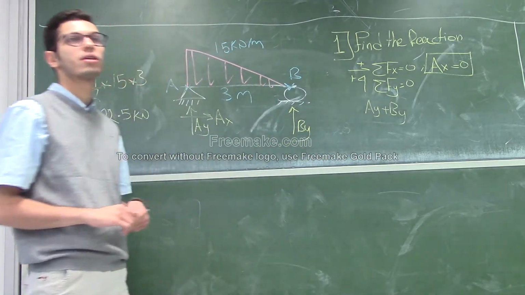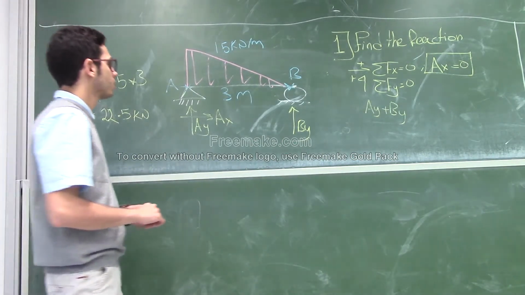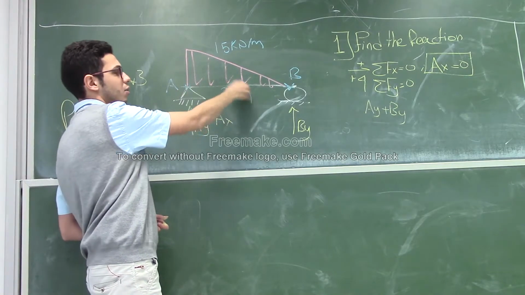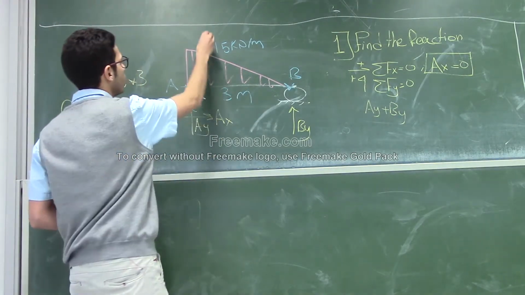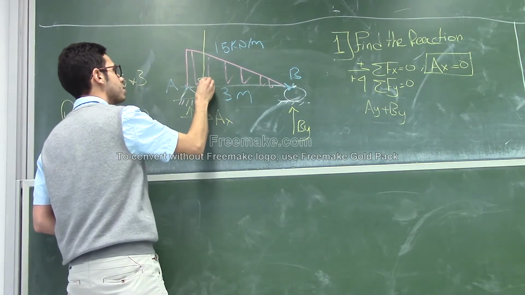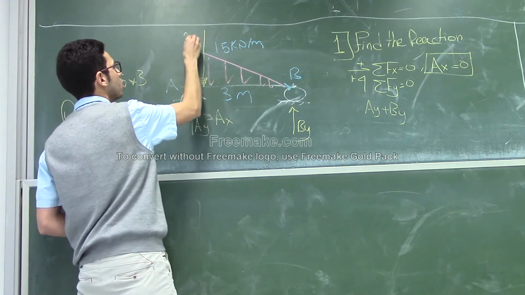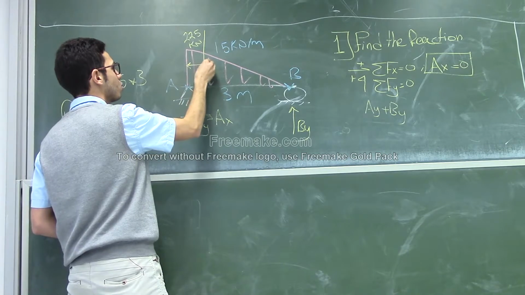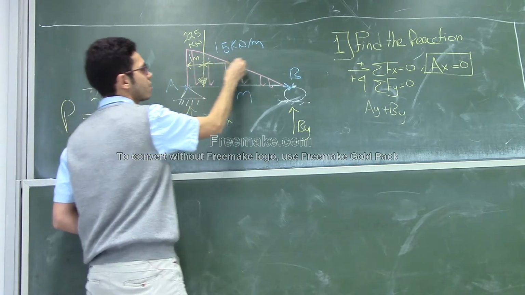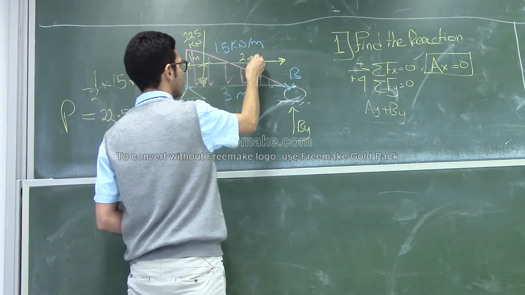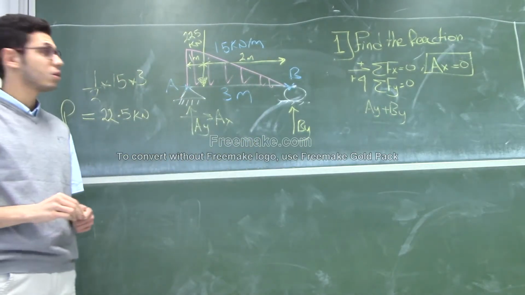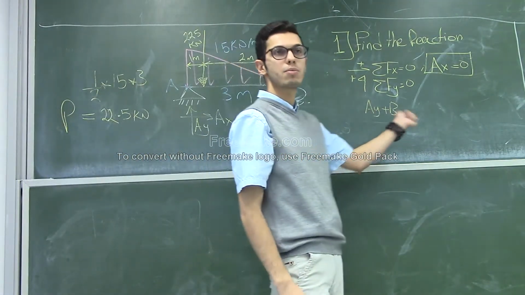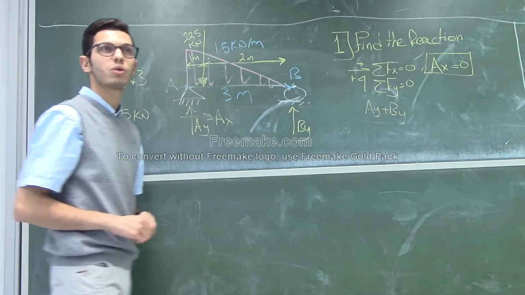So where's the location? From this side, 1/3 of the length. From this point, how much should I go? 1 meter, right? It's 3 over 3, which is 1 meter. So all of this will be replaced by a point load equal to 22.5 kilonewton, and the distance from here to this load is 1 meter, and the remaining distance from here to point B is 2 meters. Is that correct? Okay, up to this point, any question? No question. Okay, perfect.